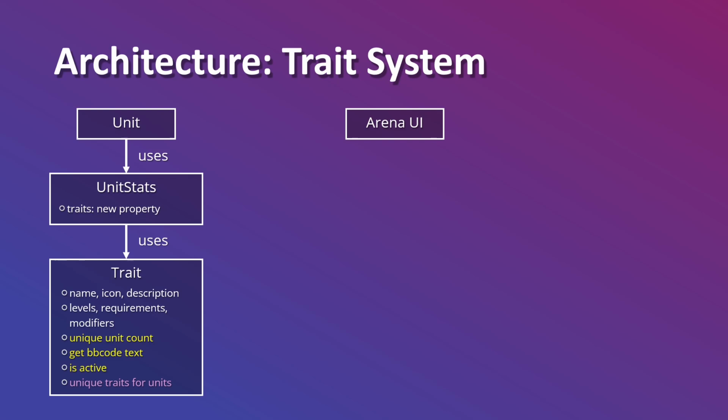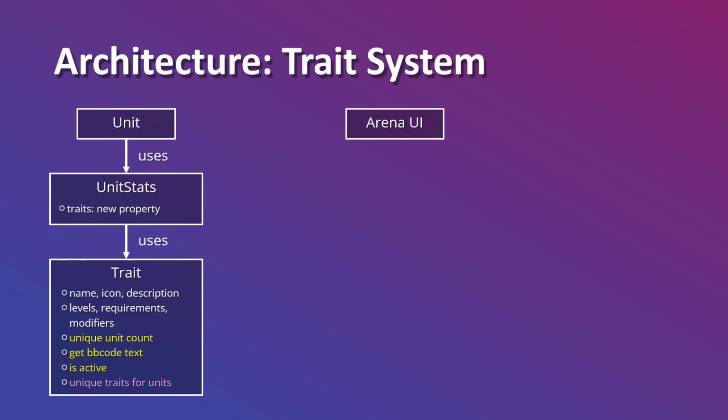We'll also have a static method, which means that this method is not tied to a specific trait resource. It can be called through the class name itself, called unique traits for units, which will do what the name suggests. It takes an array of units as a parameter and returns all the unique traits that can be found in that configuration of units. Okay, so this is all the new stuff we need: the new property for the unit stats resource and a new resource called trait. But we also need to implement a new part of the UI.